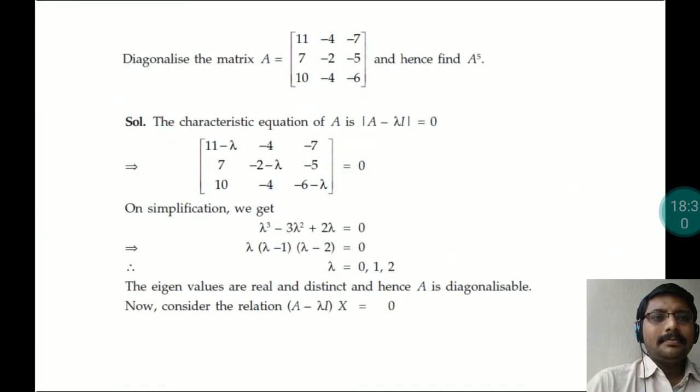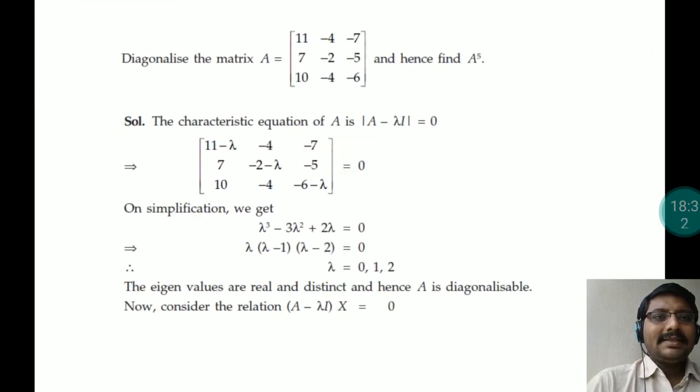Another problem. Diagonalize the matrix A, the matrix of 11, minus 4, minus 7, 7, minus 2, minus 5, 10, minus 4, minus 6, and hence find the power matrix A power 5. First of all, we have to diagonalize the matrix and find out A power 5.